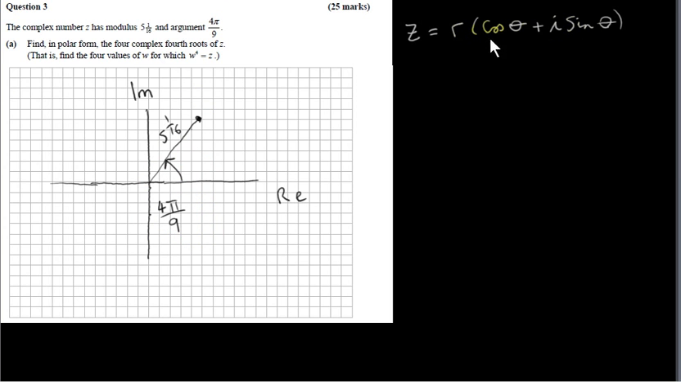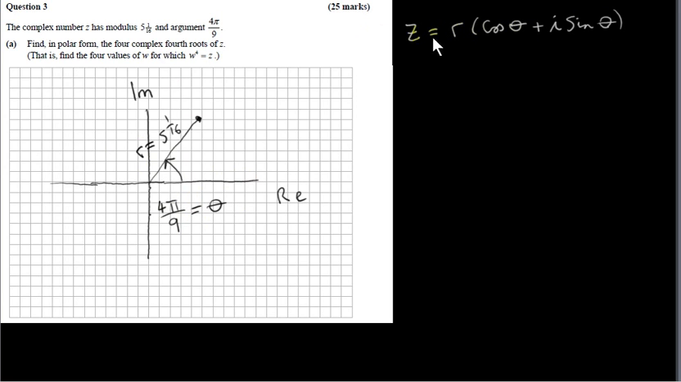All complex numbers can be written in this form here. This is called the polar form of a complex number. R is the modulus of the complex number. So in this case, R is equal to 5 and 1/16. Theta is the argument. So theta is 4 pi over 9.